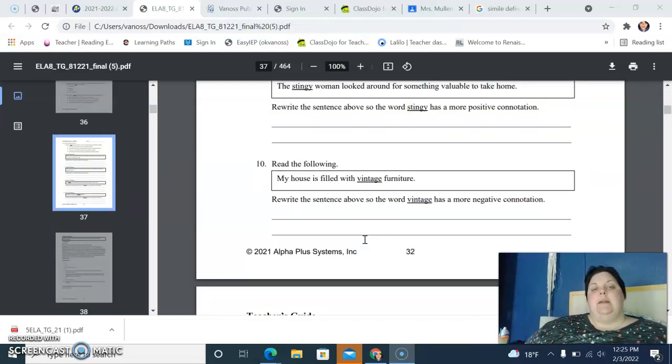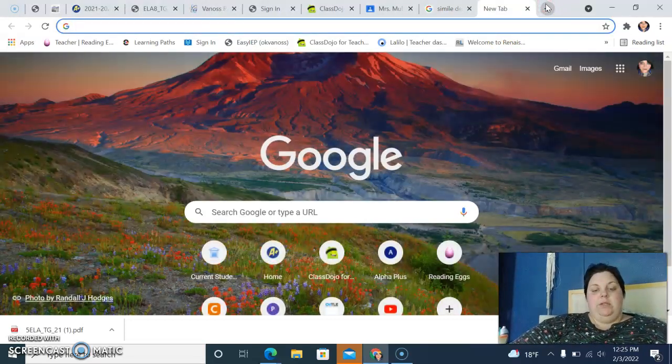And 10. Read the following. My house is filled with vintage furniture. Rewrite the sentence above so the word vintage has more negative connotation. I don't remember us going over positive and negative connotation yet, but I want you to look it up. I don't care if you use Google, whatever, okay? I'm sure if we looked it up, let me look.